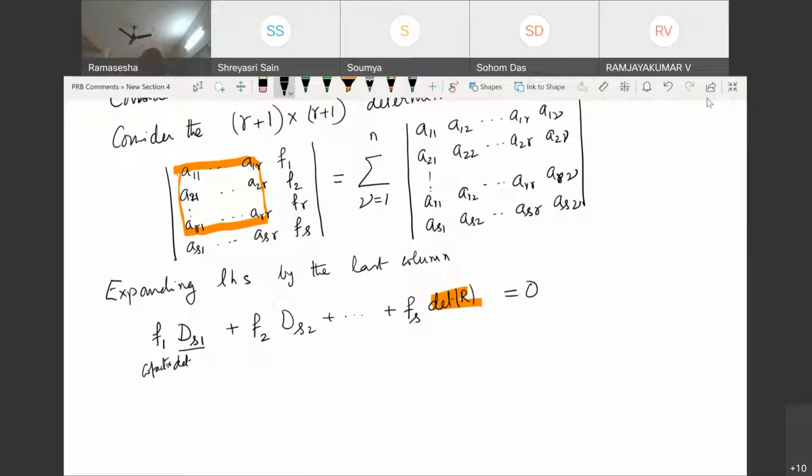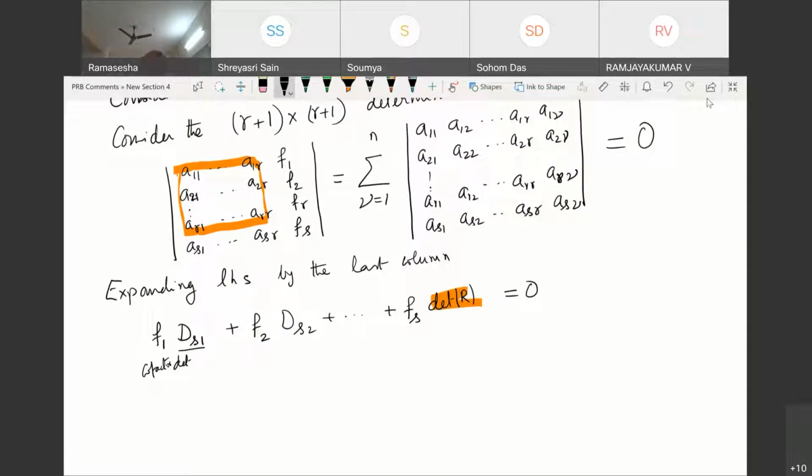Because I have shown that the left hand side is equal to the sum on the right hand side, and on the right hand side every determinant is 0, because every determinant is obtained from a submatrix which is r plus 1 by r plus 1 of the matrix A. The matrix A has only rank R, and so any submatrix of order r plus 1 by r plus 1 has to be 0. So that's the reason why the right hand side is going to be 0.